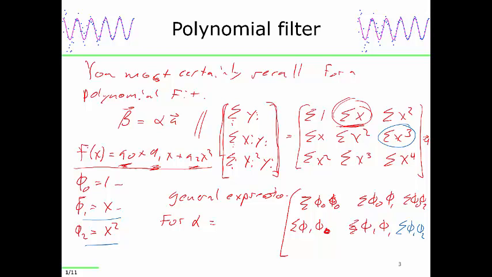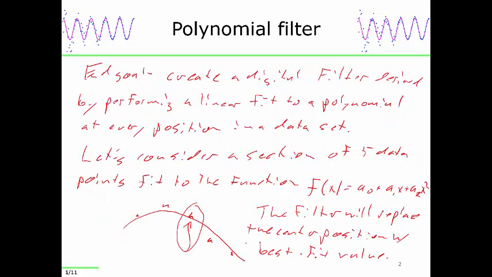Okay, so we've got this matrix here. Now, what values of x do we choose? Well, if I look at this data set here, it makes sense to define this to be 0. x equals 0. Right? And then this data point here happens at x equals minus 1. This is at x equals minus 2. And this is at x equals 1, x equals 2. So it's 0 centered, where that 0 is also corresponding to the position that I want to do the filtering around.